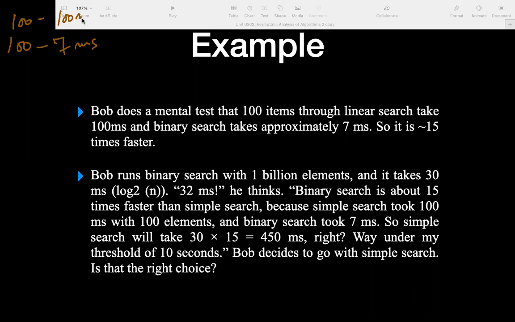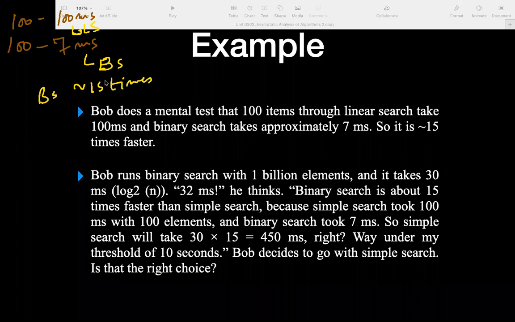100 milliseconds, right? So if Bob uses binary search, it is going to take 7 milliseconds, and with linear search his algorithm is going to take 100 milliseconds. So he calculates mentally and says that binary search is approximately 15 times faster than the linear search, right?